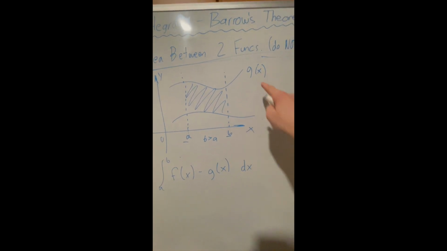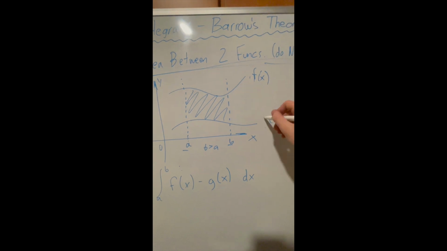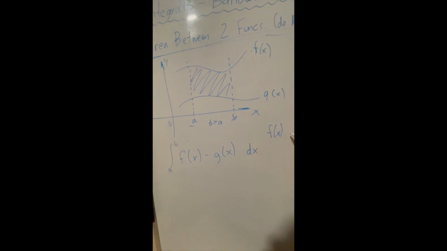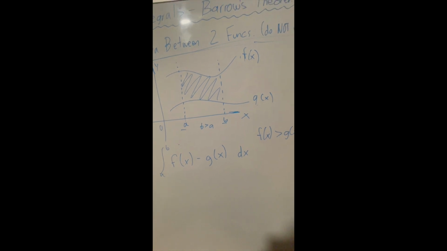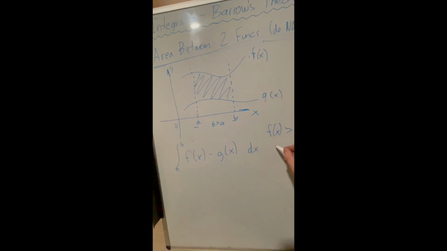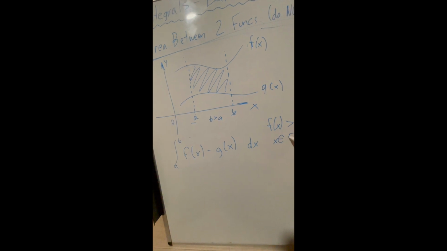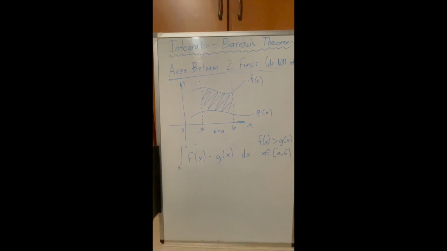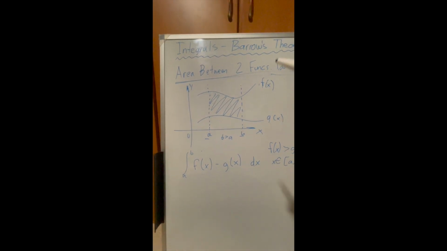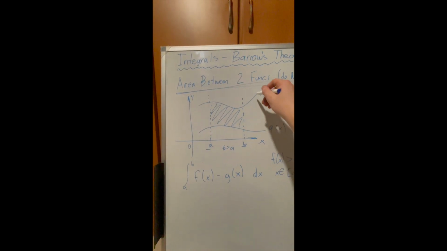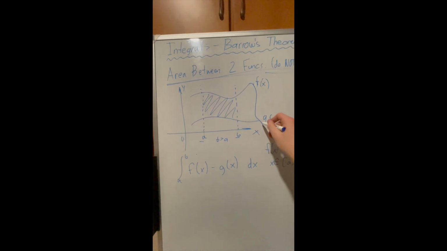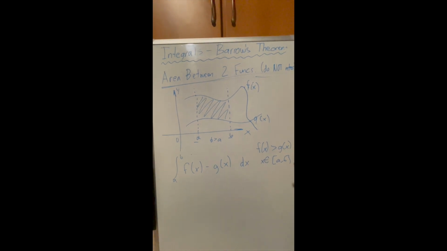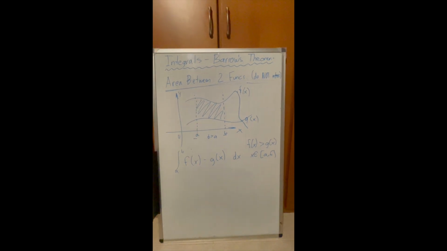So your f of x needs to be greater than your g of x for all x's between points A and B, including A and B, and also the two functions cannot intersect between these points. If then our function goes like so, and they do intersect, then that's fine, that does not matter. But between A and B, they cannot intersect.